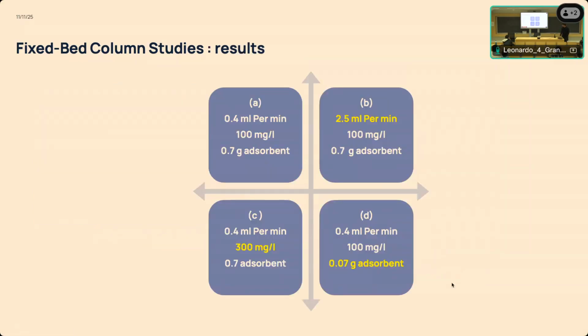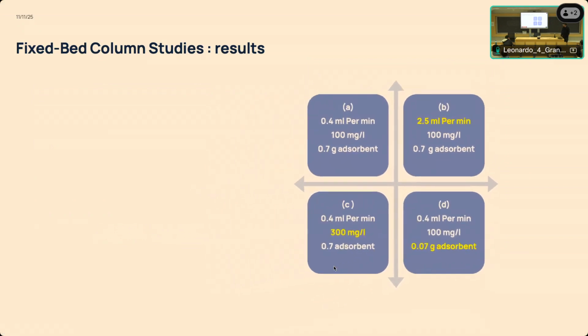So of all the experiments we conducted, I will show you the four extreme cases. One is the standard, the base experiment, where we have the lowest flow rate, lowest concentration, and highest adsorbent mass. The second one is where the flow rate is the highest. The third one is where the concentration is highest. And the fourth one, where we have almost just 0.5% of adsorbent in the system.